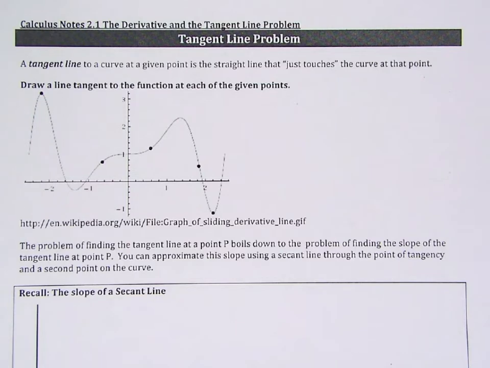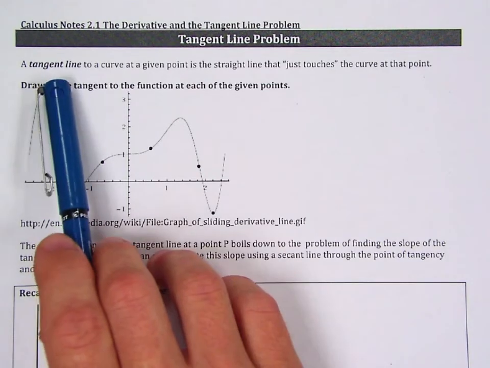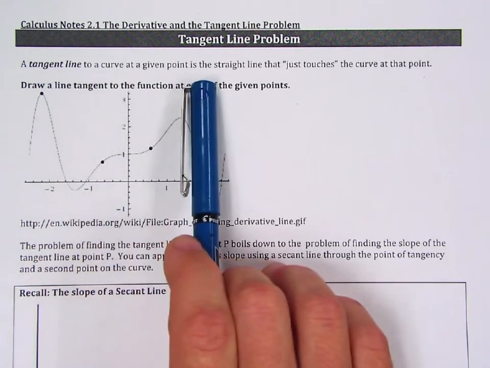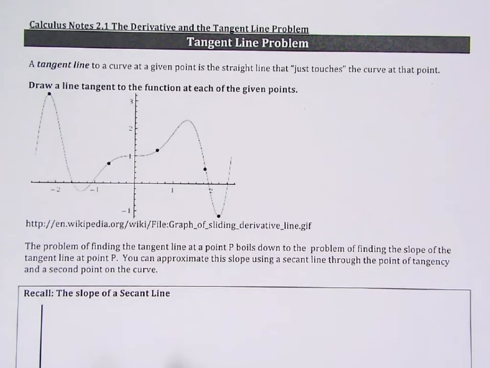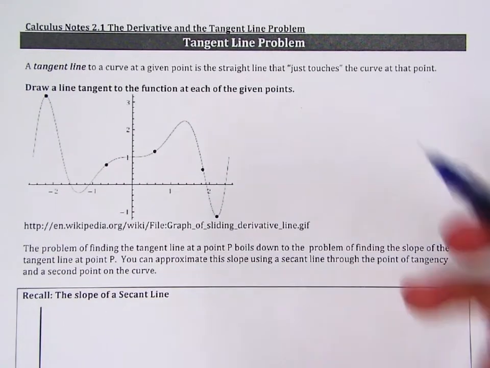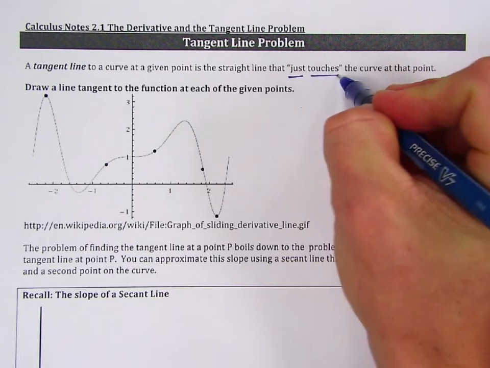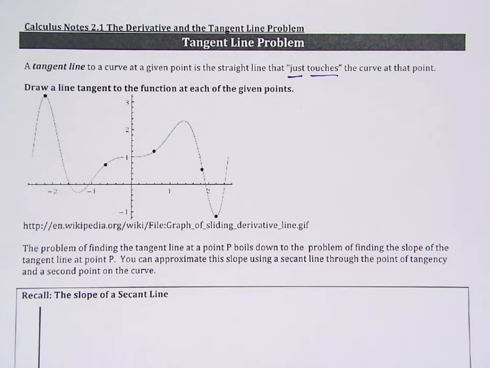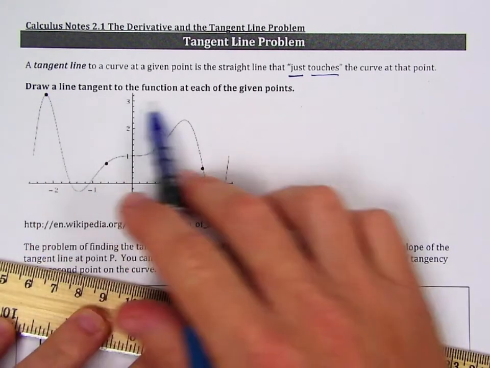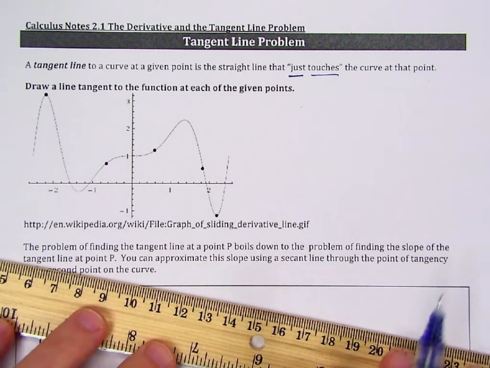So just a little review. The tangent line to a curve at a given point is the straight line that just touches the curve at that point. Now obviously that's not a very mathematical definition, but let's draw some tangent lines so that we can get an idea of what this is. So we want to draw a line tangent to the function at each of the given points.